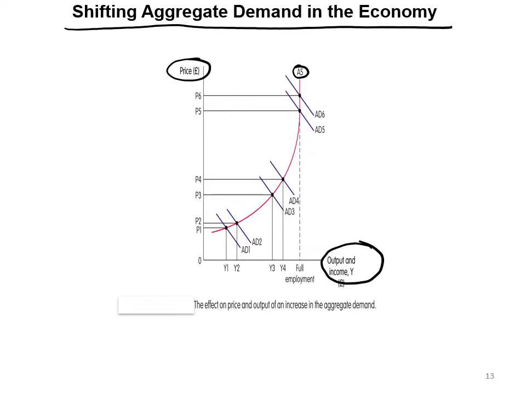So, say we're at price level 1, P1. And we shift aggregate demand from AD1 to AD2. Now look at what happens.